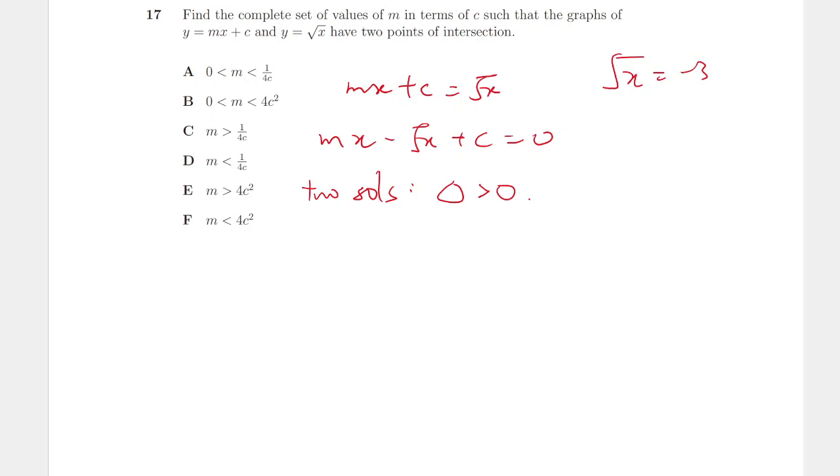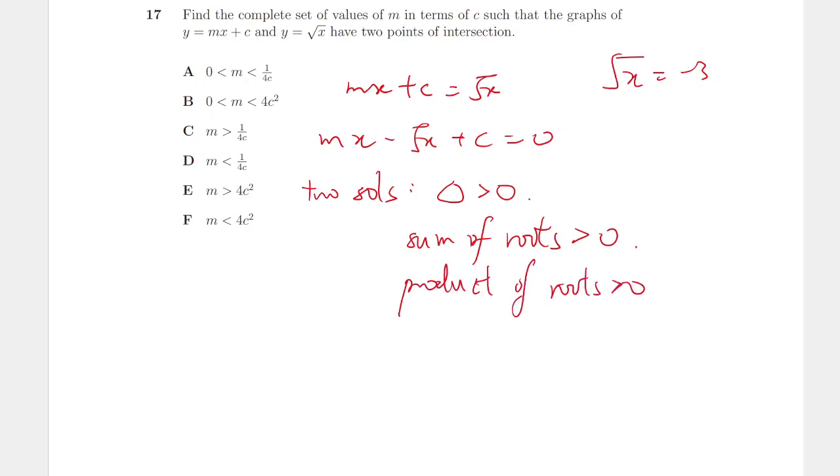So therefore, the sum of the roots needs to be positive. Good. And the product of roots also needs to be positive. Okay, so let's deal with these conditions one by one.